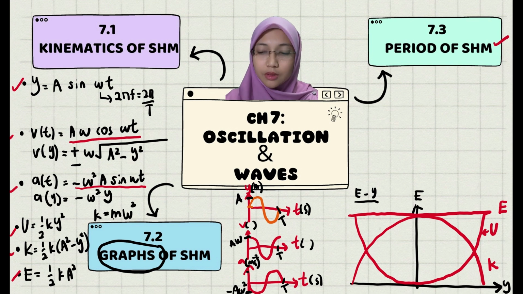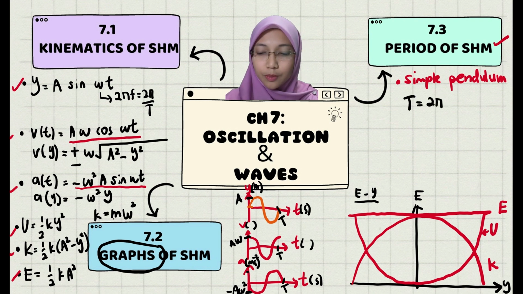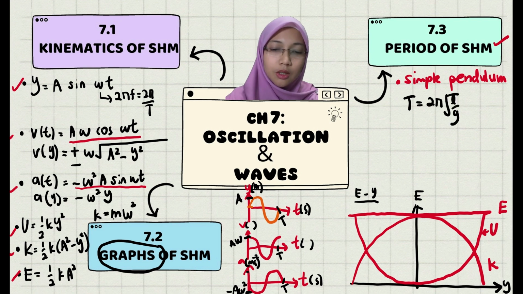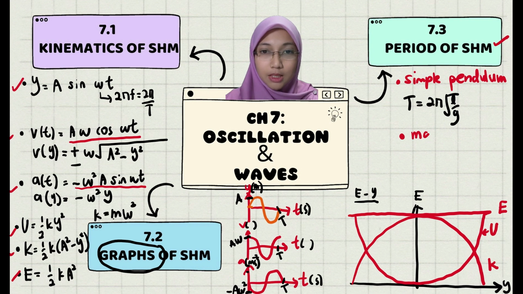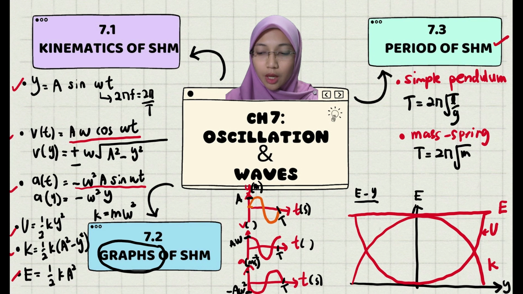And the last one, 7.3, is the period of simple harmonic motion. We have the period for the first case, which is the simple pendulum, and the equation is T is equal to 2 pi square root of L over g. The second one is the mass spring system, and the equation is T is equal to 2 pi square root of m over k.